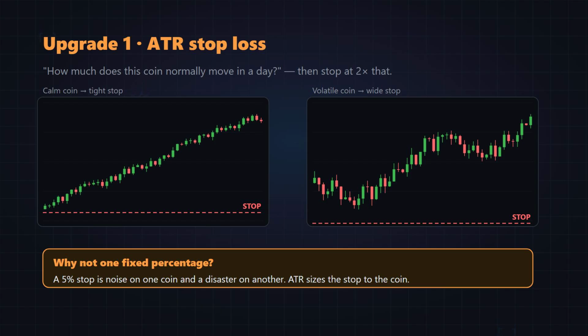ATR stands for average true range, and it just means how much this coin normally moves in a day. Instead of a fixed percentage stop for everything, the bot sets the stop at twice that distance. So a wild coin gets a wide stop, and a calm coin gets a tight one.